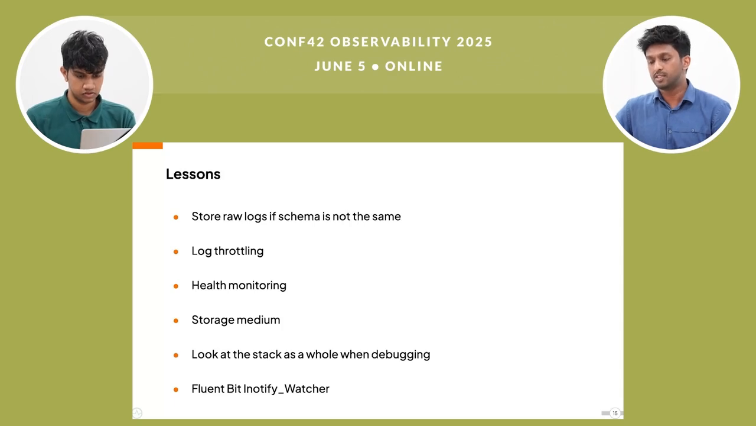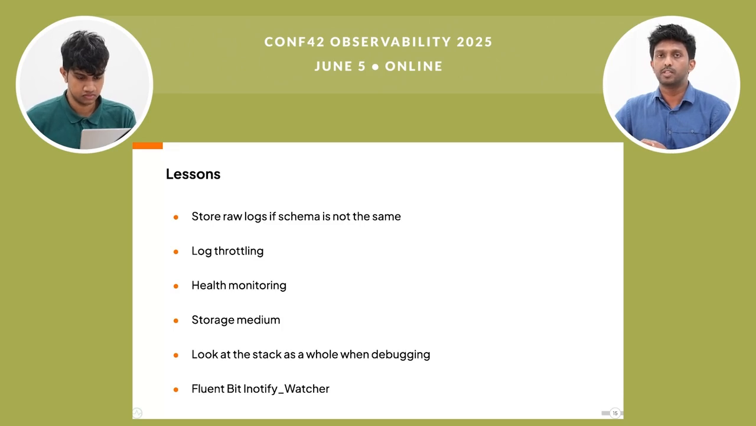So there were several lessons that we learned during this time. When it comes to a platform where you have containers publishing different types of logs, it's better to store the logs in the raw format that they get generated. And if someone wants to show it in different formats, they could use different internal services to break it up into different formats. And then log throttling is something that is useful.